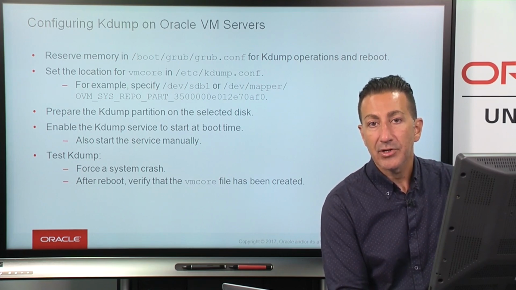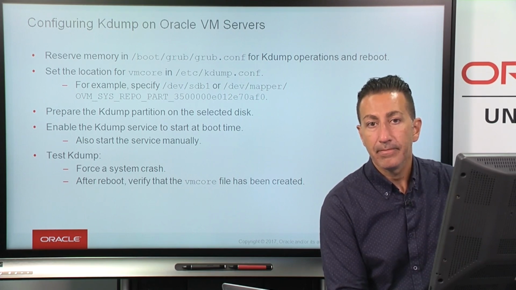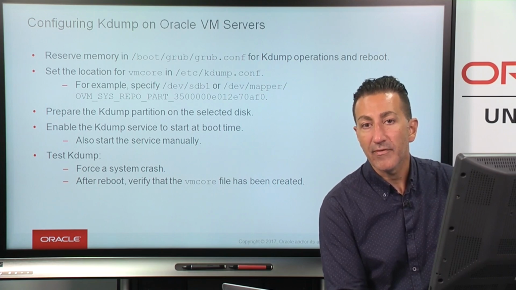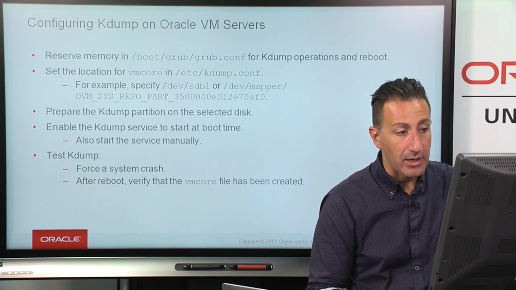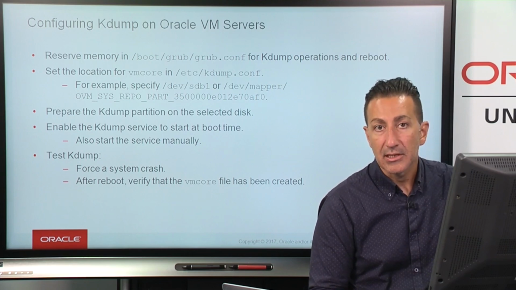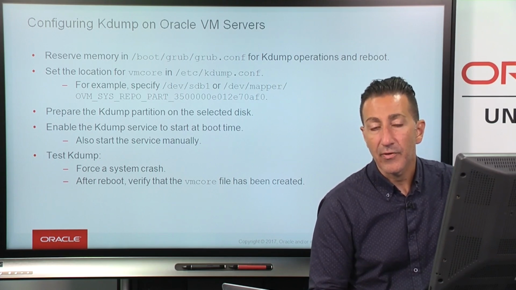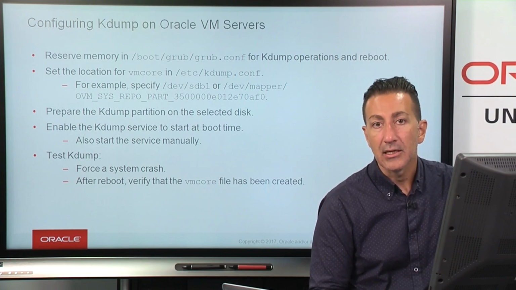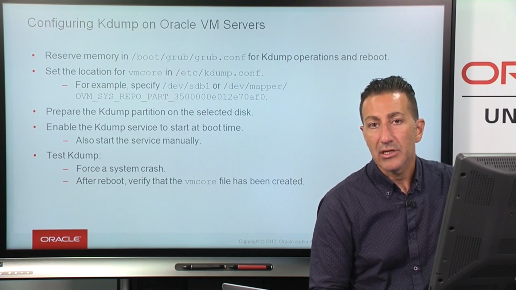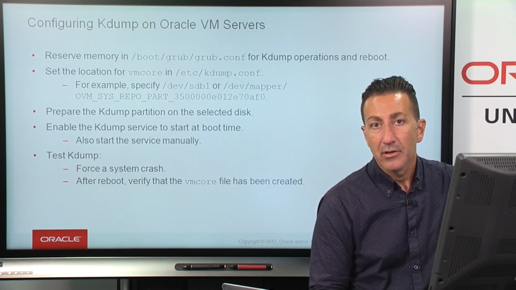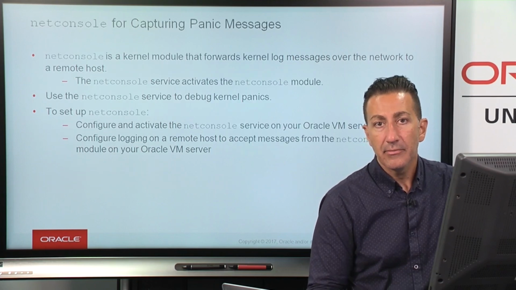We prepare the kdump partition on the selected disk. We enable the kdump service to start at boot time, and you also have the option to start the service manually, and we test the kdump. To do this, we force a system crash, and after reboot we verify that the vmcore file has been created. Well, kdump is Linux functionality, so you have a lot of references about working with kdump on the internet, and also in the Oracle Linux documentation, because this is an Oracle Linux server.